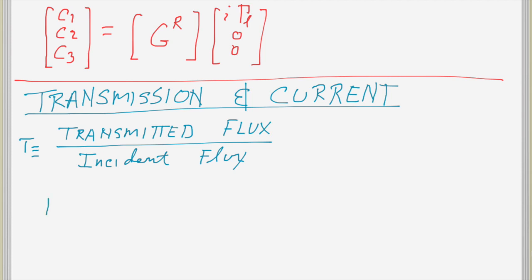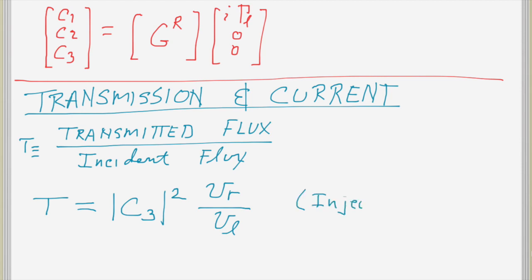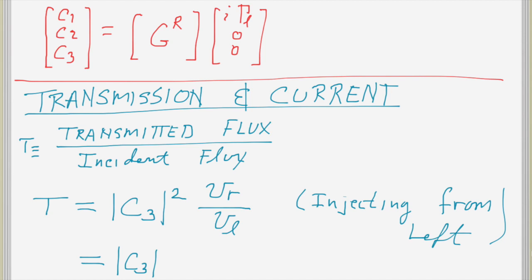And so the ratio, in our tight binding picture, is the magnitude of the outgoing wave function, C3 squared, that's the amplitude of the outgoing wave function, times the ratio of the velocities. This is injecting from the left. And we said that whether you inject from the right or the left, this transmission probability has got to be the same. Otherwise, you violate some fundamental things.